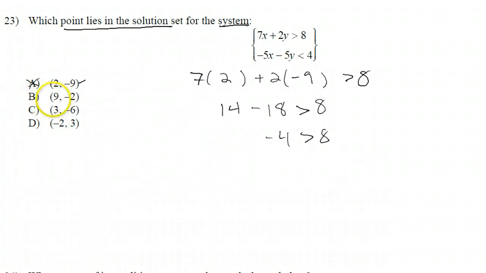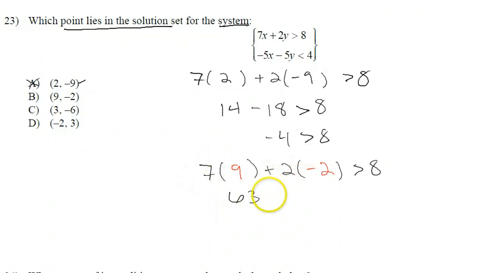Let's try the same thing, but with 9 and negative 2. So I have 7x plus 2y is greater than 8. This time I'm plugging in 9 for x and negative 2 for y. So let's see if this works out. 63 minus 4 is greater than 8. That one looks like it makes it.